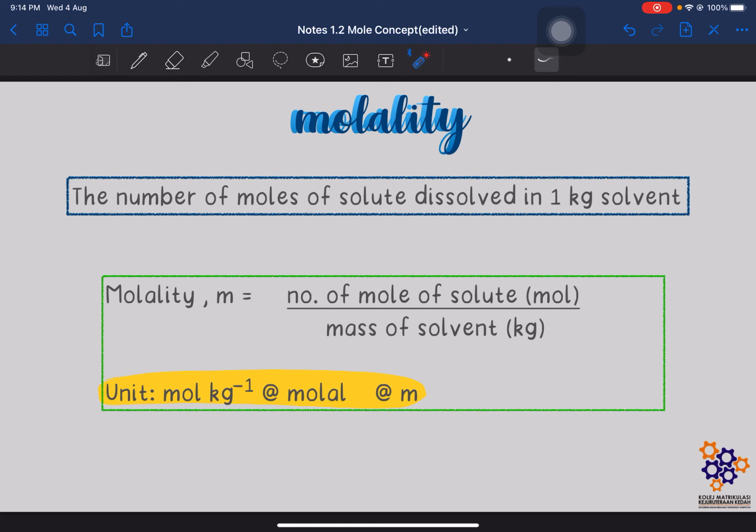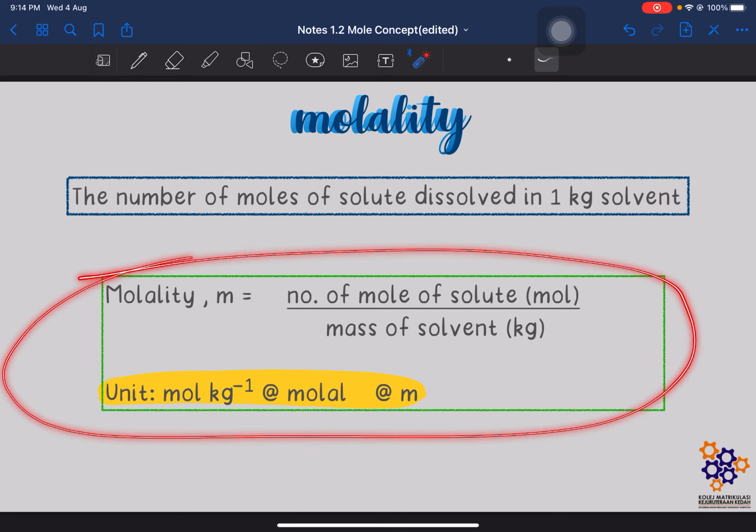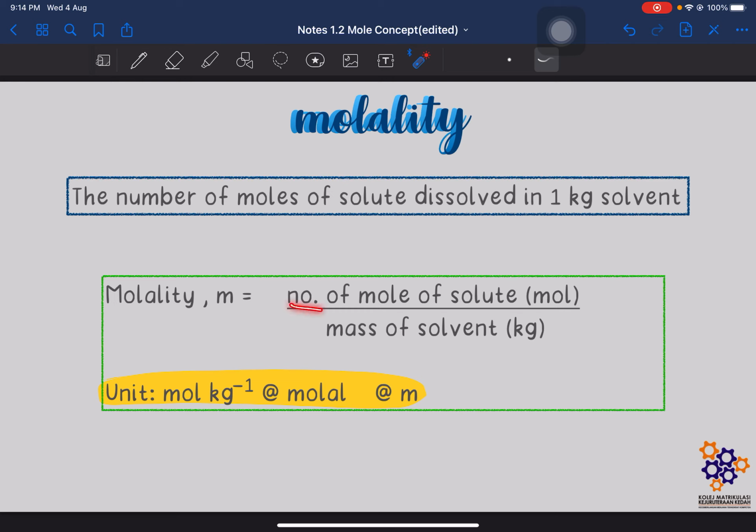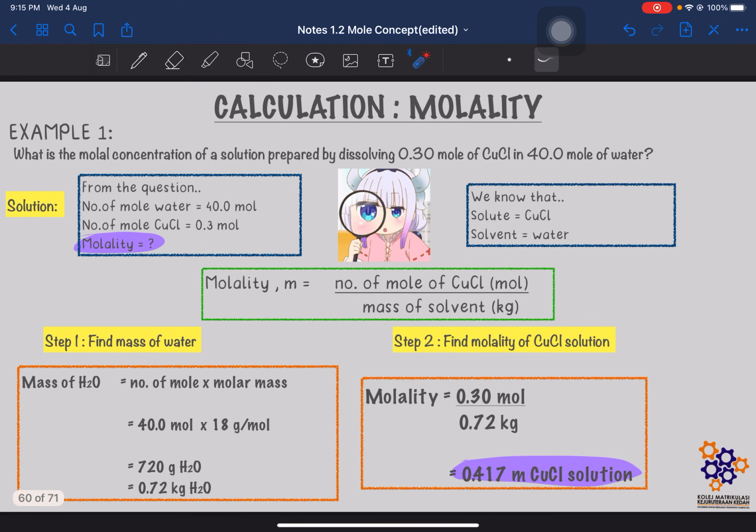Okay, sekarang ni, molality is the number of moles of solute dissolved in 1 kg of solvent. So we can express it by this formula: molality is equal to the number of moles of solute divided by the mass of solvent in kilograms. The unit for this concentration is mole per kg, or molal, or small letter m. Alright, so let's go into the example for the calculation of molality.